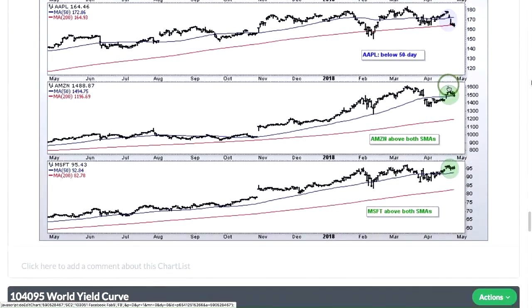The two strongest are still Amazon and Microsoft. They're well above the 200-day, both of them. And Amazon is at its 50-day, okay, but Microsoft is above its 50-day and near a 52-week high. So these are the ones that are still holding up and showing the most strength right now of these big technology stocks.